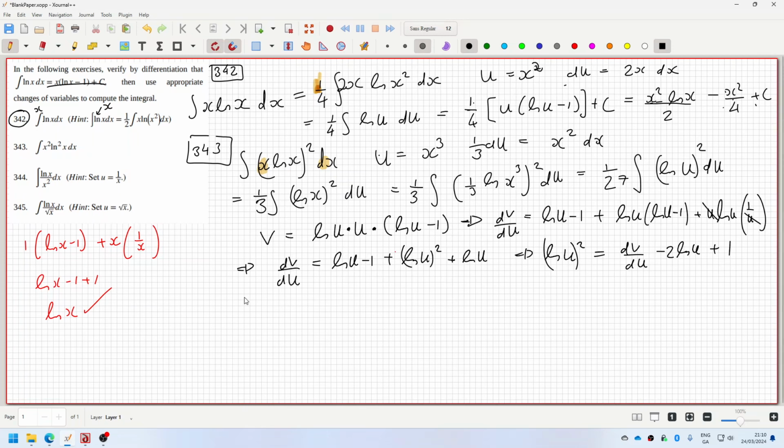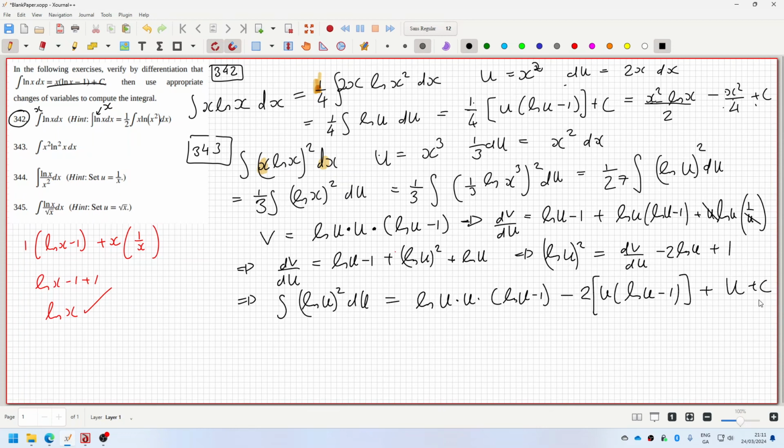So if you integrate, that would mean the integration of log u squared du would equal v, which is log u, log u minus 1 minus 2, the integration of log u, which is u, log u minus 1, plus integration, that's u, plus c. All right, can we simplify this?